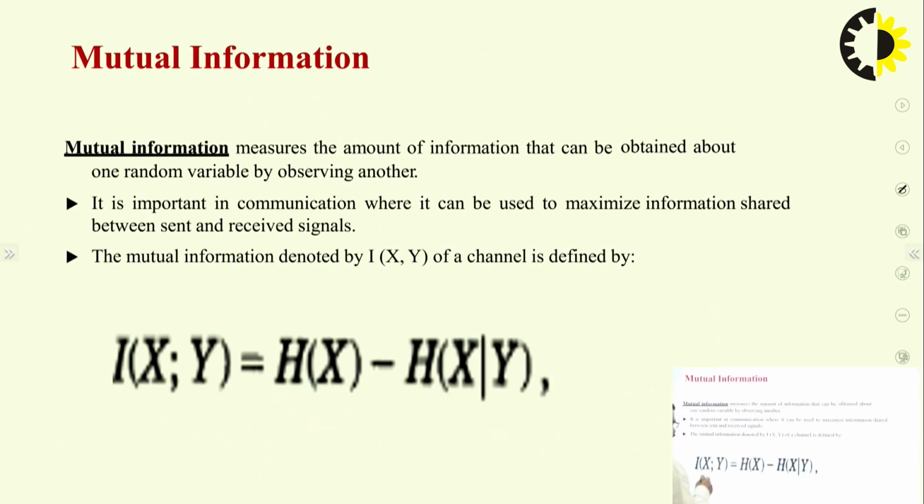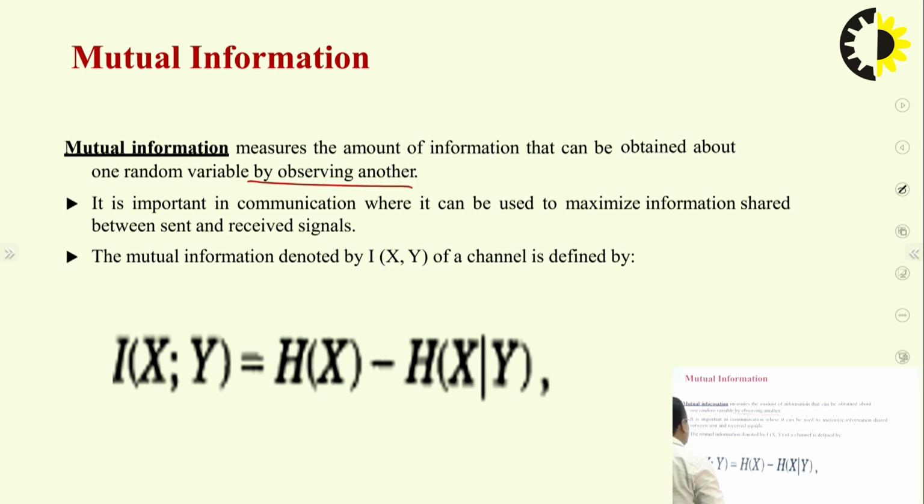Now, in this lecture, I am trying to tell you about the concepts. So, these were the different entropies related with a communication system, individual entropies and combined entropies. Now, I will tell you mutual information. Mutual information means the transferred information between the transmitter and receiver, shared information. It measures the amount of information that can be obtained about one random variable by observing another.